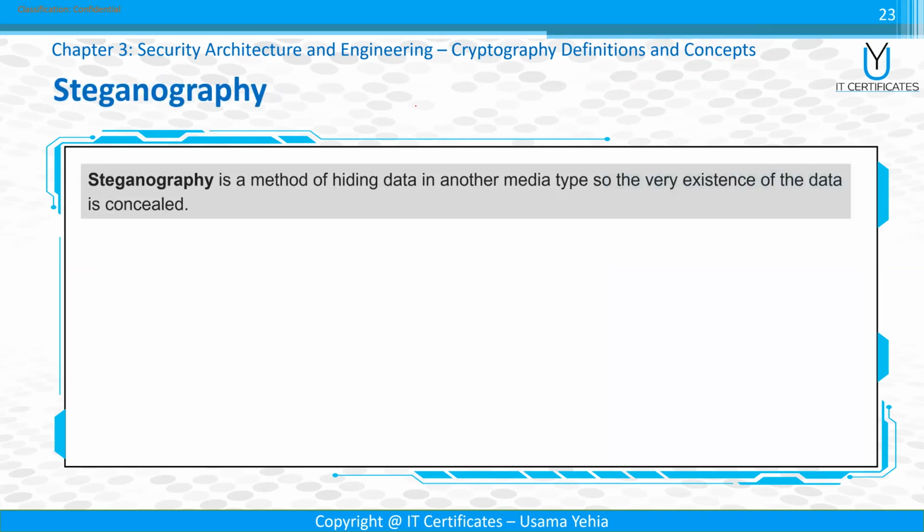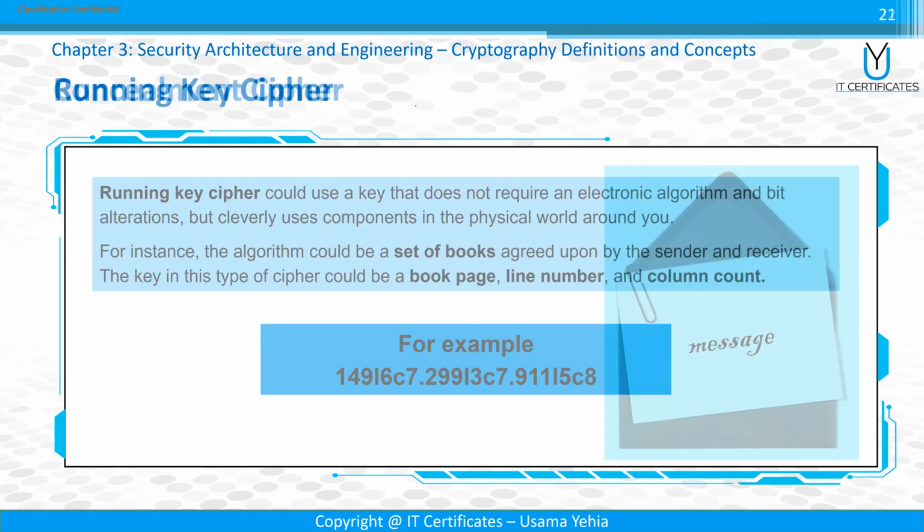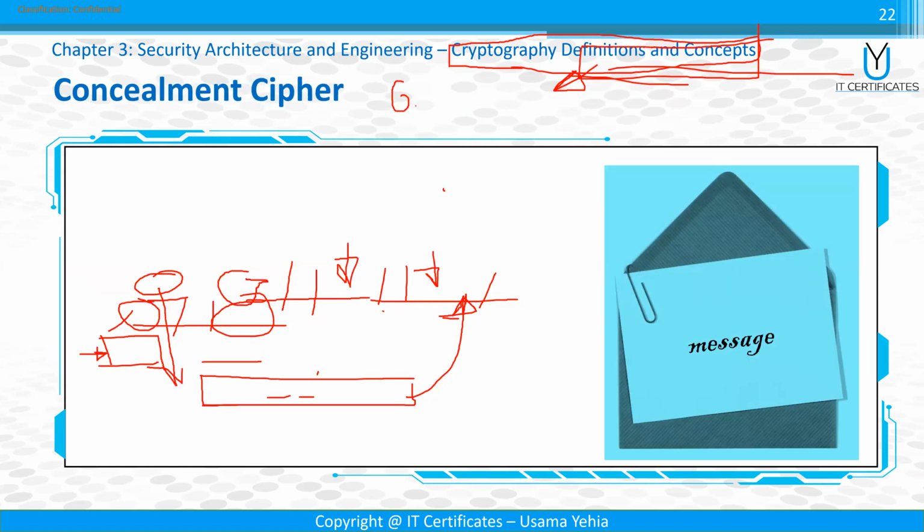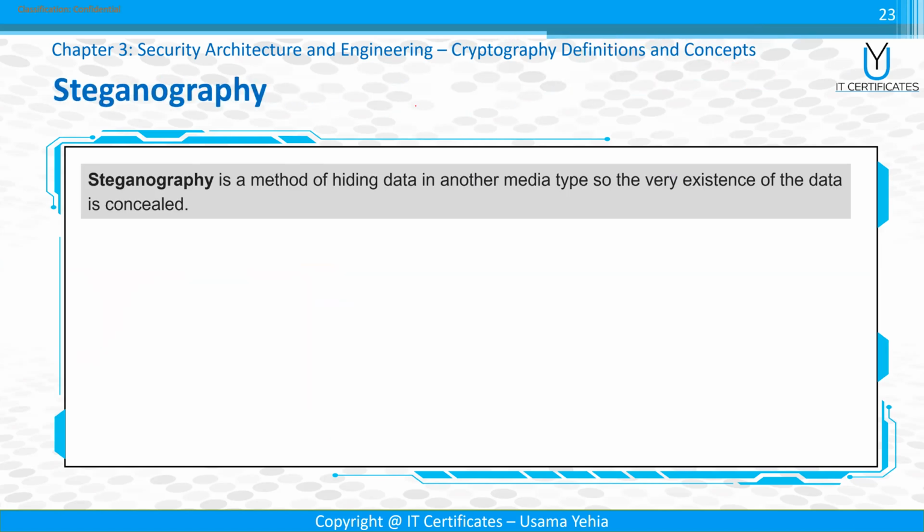Now, the types of ciphers. We had a look at two cipher types: the running key cipher, and the second one, the concealment cipher, and the third one is called, I'm really sorry, usually I am not able to pronounce it, steganography. Yes, steganography. I am quite sure that you heard this word before. What is steganography?